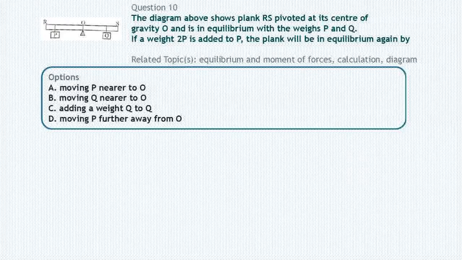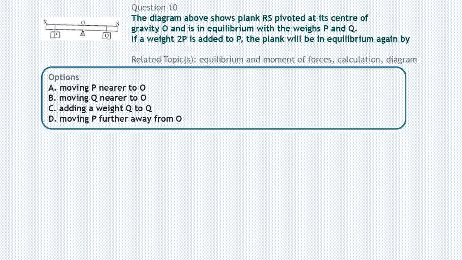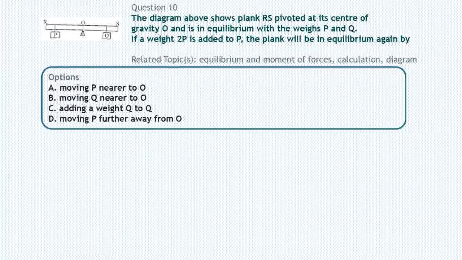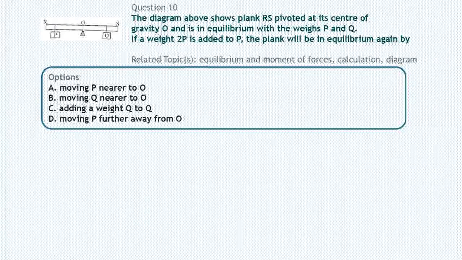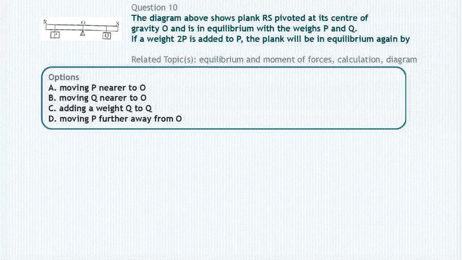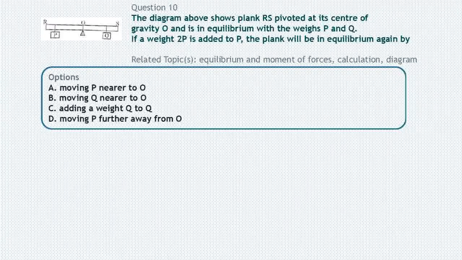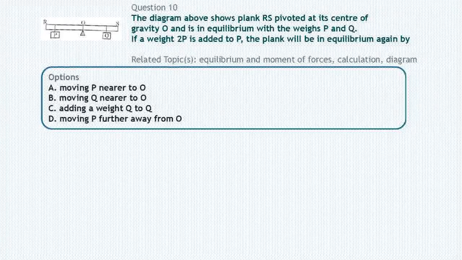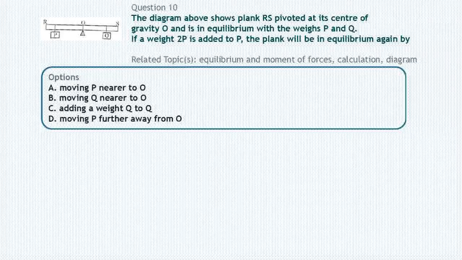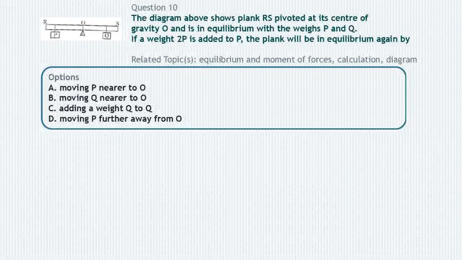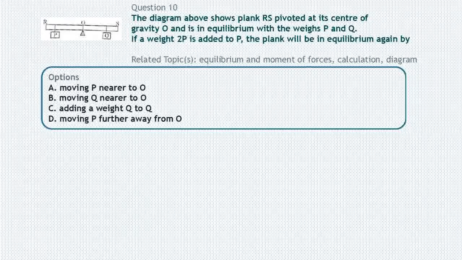So of course what happens is that this plank is in equilibrium under this condition here. Under this condition, if we now add another weight, another weight of 2P to what you have already here, that means that this plank, since it's already in equilibrium like this, the equilibrium will be disturbed. This plank is going to tilt to this side. It will tend to fall to this side. So we need to do something there.